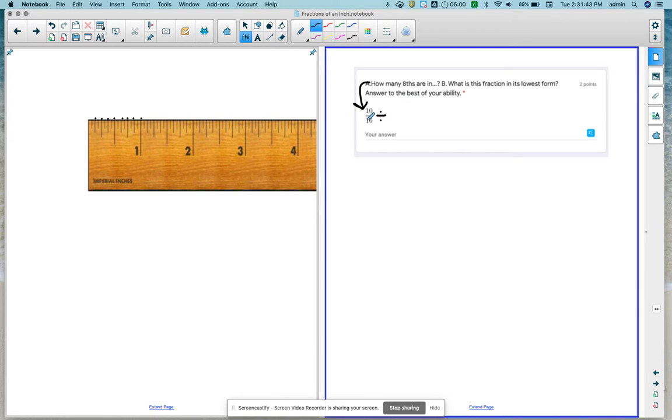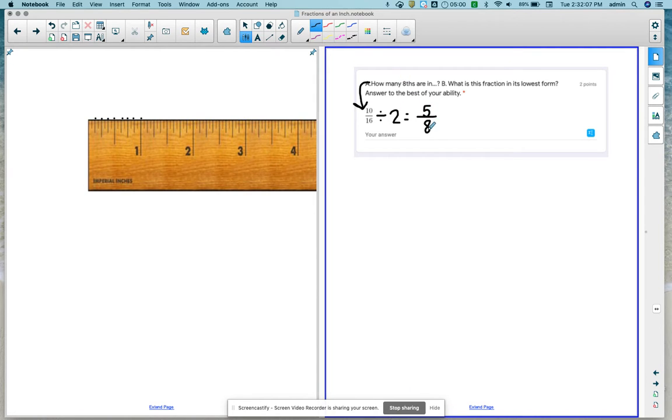And when I divide in fractions of measurement, we know that we've always used the number 2. So I can divide by 2 and say, okay, 10 divided by 2 gives me 5. 16 divided by 2 gives me 8. So I can see that there would be 5 eighths.